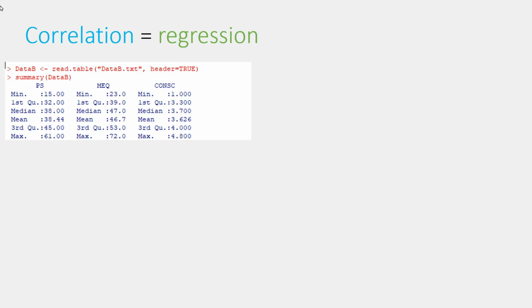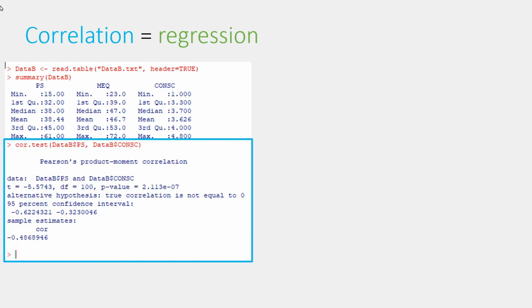Here we have the results of a correlation analysis. The t-score is negative 5.5743 with a p-value, a probability of obtaining the data in the world where conscientiousness and procrastination are not related, that is 0.00000021113, and a negative correlation of 0.4868946. Okay, same variables, let's run a regression.